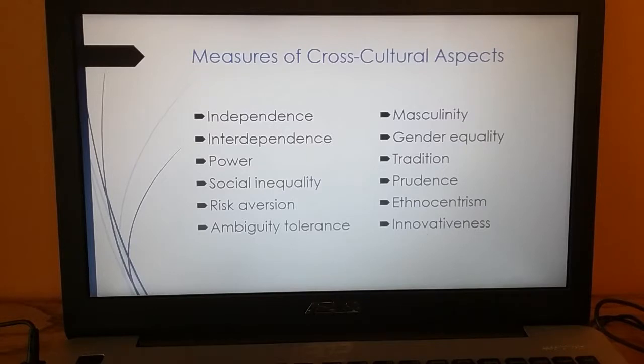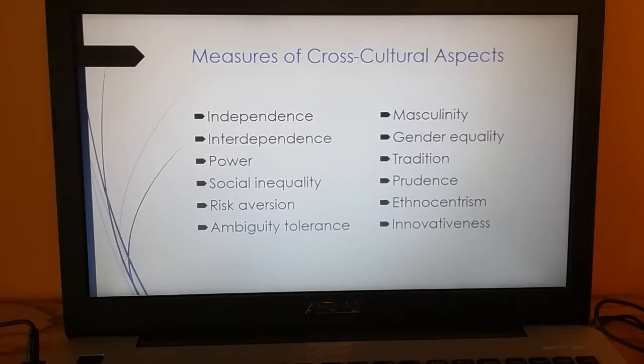And then again, more on measures of cross-cultural aspects in terms of independence. I'd rather depend on myself than others. My personal identity is independent of others, and that's important to me. So interdependence: well-being of my group members is important for me. I feel good when I cooperate with my group members. These are all ideas and attitudes that people have in different countries.